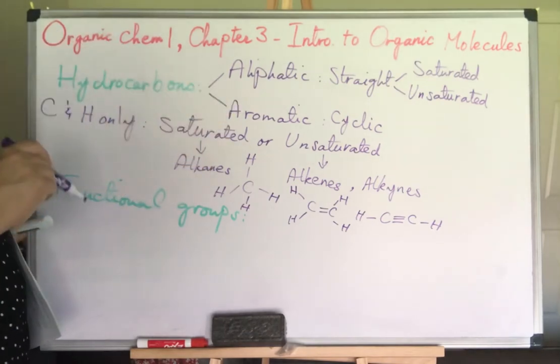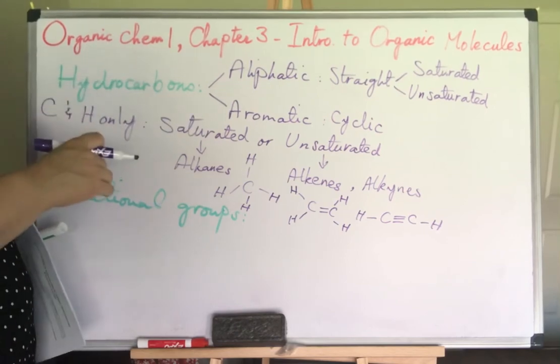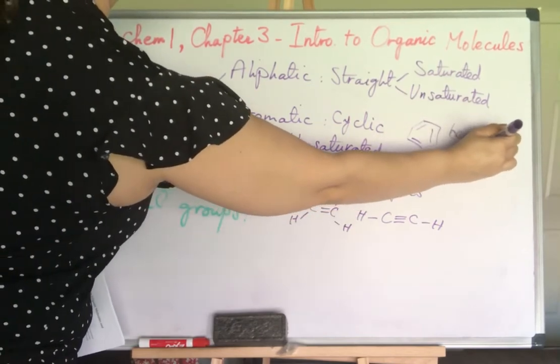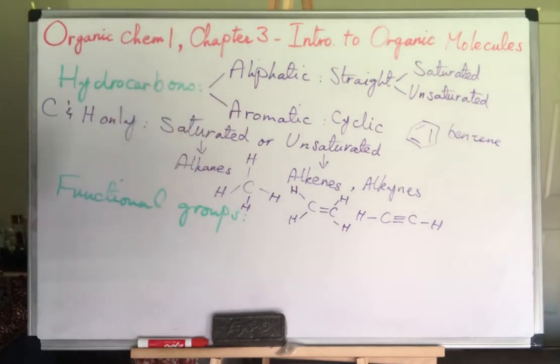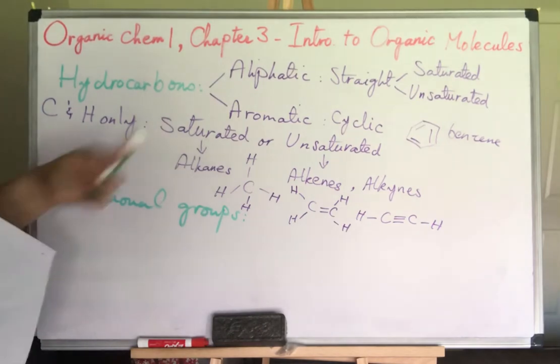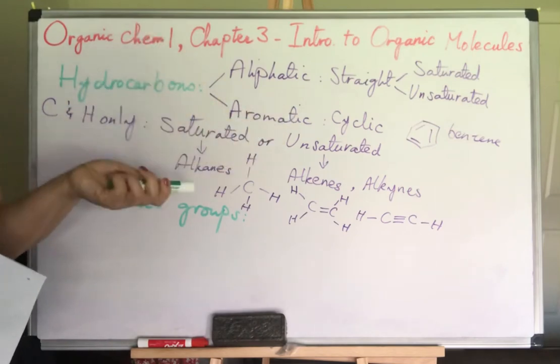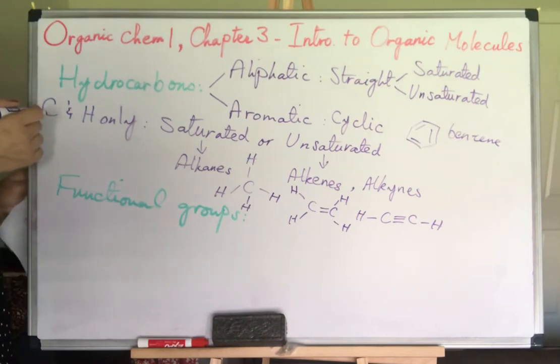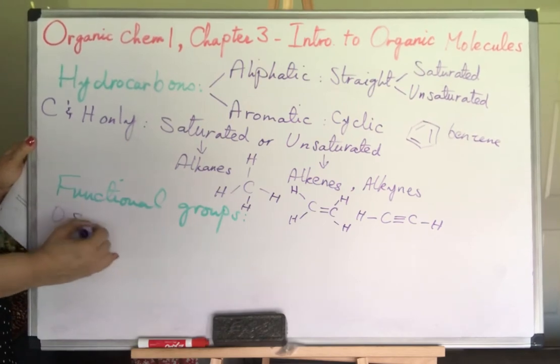And the other category of hydrocarbons are called aromatic. Aromatic compounds are cyclic, like benzene. You will learn more about these, especially in organic 2. The name says aromatic, aroma. Aroma means odor, a smell, and not necessarily a good smell, but aromatic compounds all have a smell. So this is the definition for hydrocarbons. They can be straight chain, they can be cyclic, and the straight chain can be saturated or unsaturated, and aromatic compounds are always cyclic.